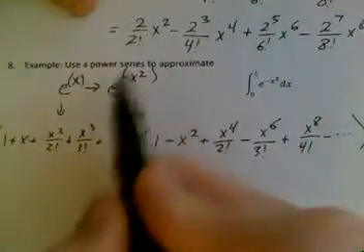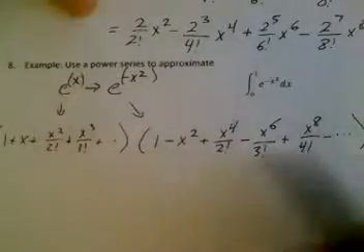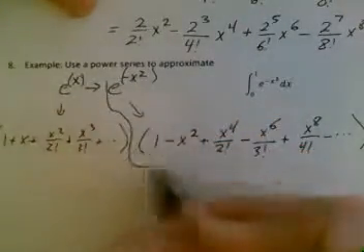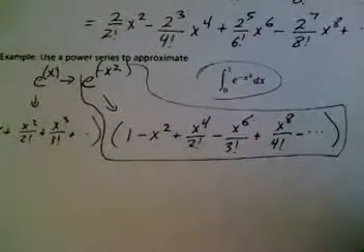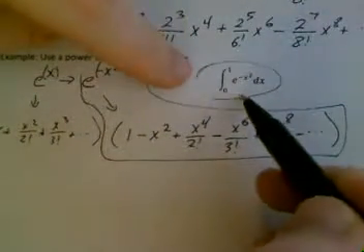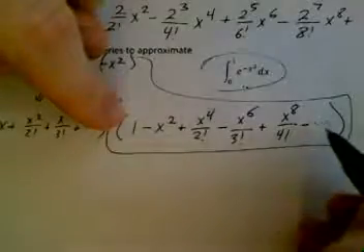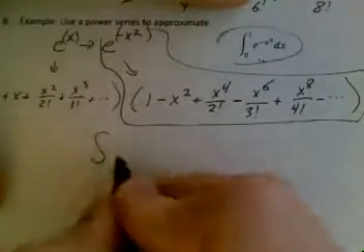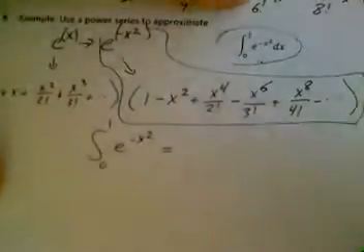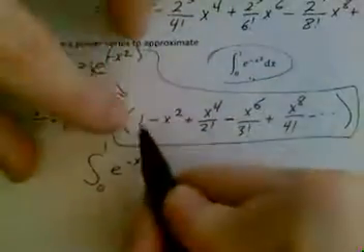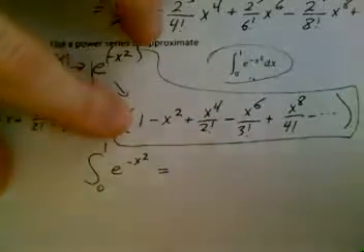So if this is e to the x, e to the negative x squared is this, okay? What is it that I want to approximate? I want to approximate this thing right here, okay? What is this thing? Well, I want to integrate this thing then. So let me do that. The integral of e to the negative x squared from 0 to 1 is going to be equal to integrating all of these individual pieces.